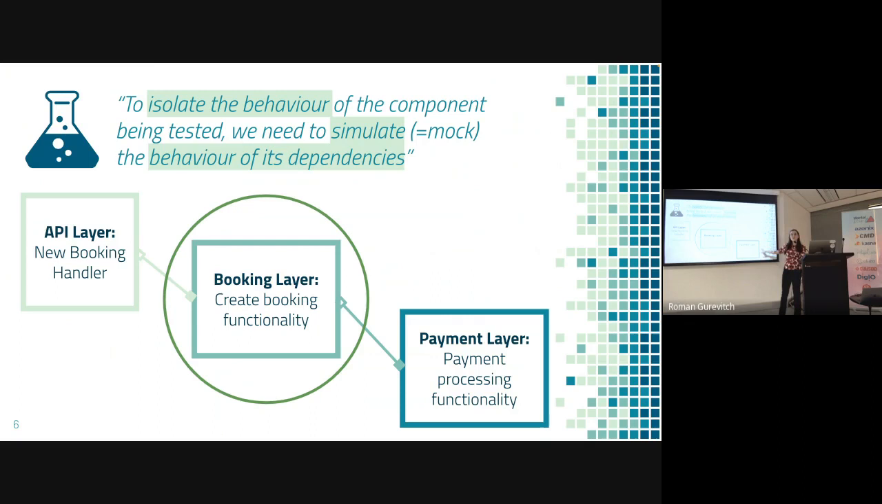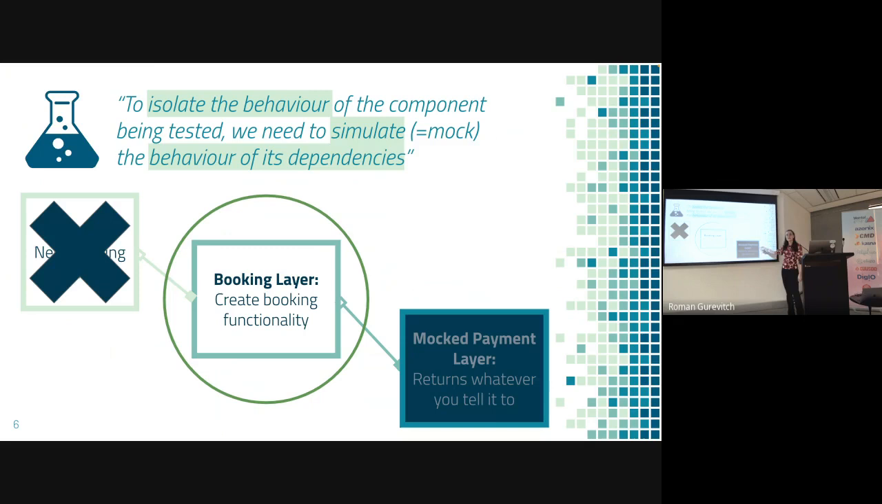And we want to be in full control so we can make sure that the booking layer in that case handles each case the way we want it to. What that means for our unit test is that we don't care about the API layer because we're calling the booking layer and passing to it the parameters we care about. And the other thing it means is that we're going to be replacing the payment layer with a mocked payment layer where we are in control of what it returns so we can make sure it's doing whatever we need it to do. Cool. So that's what mocking is all about.